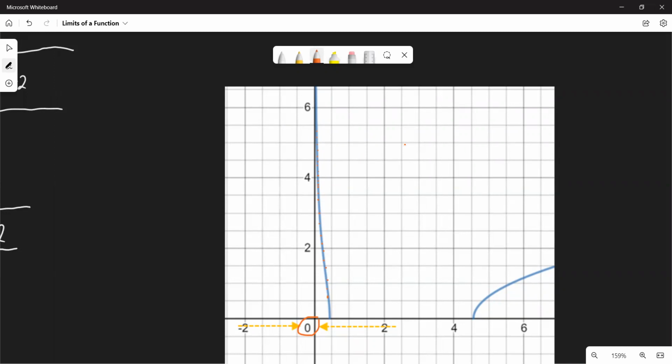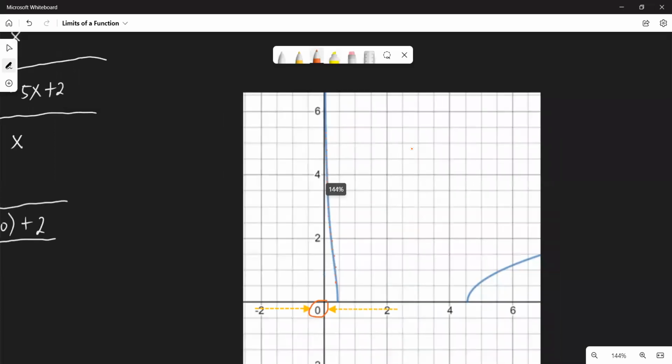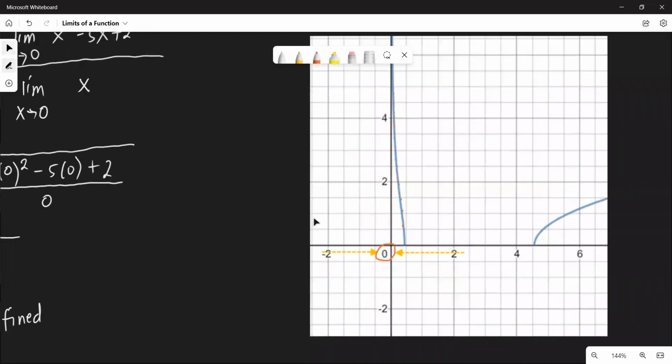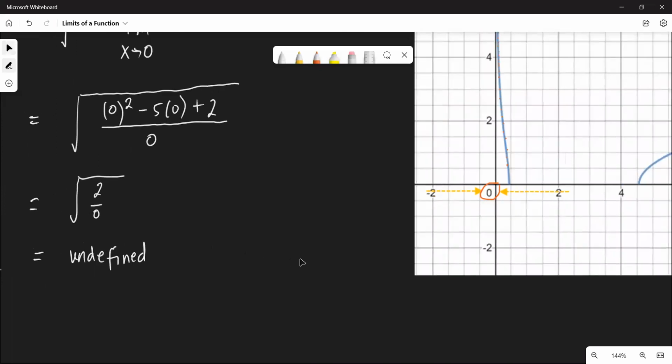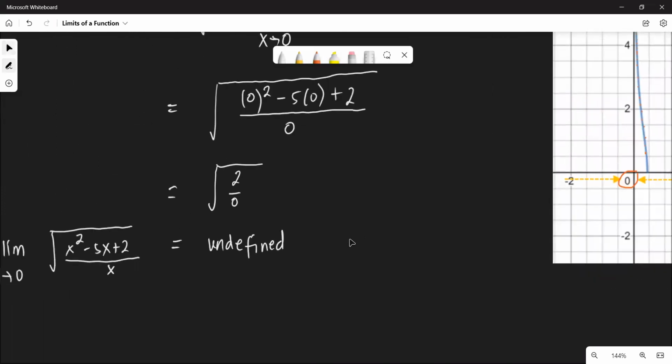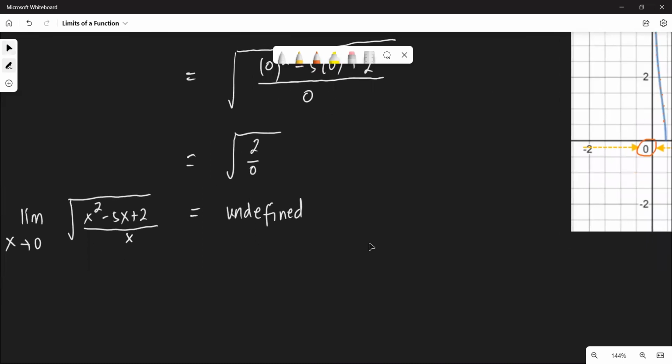There's no value of y that is being approached by the curve, by the function. So that's what limit does not exist means. So the limit is undefined, so it's not defined. Meaning there is no limit.